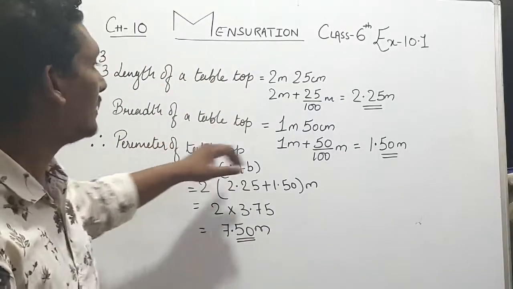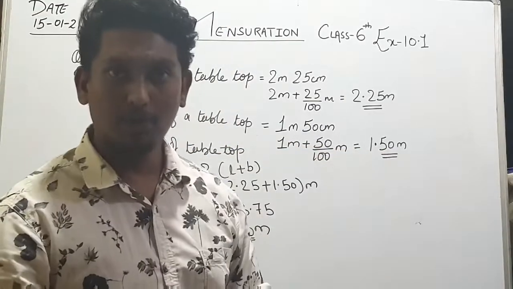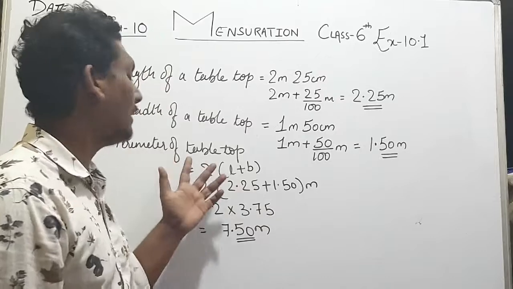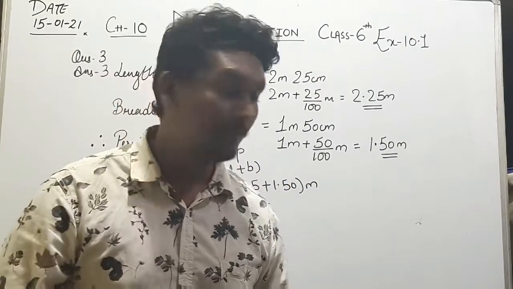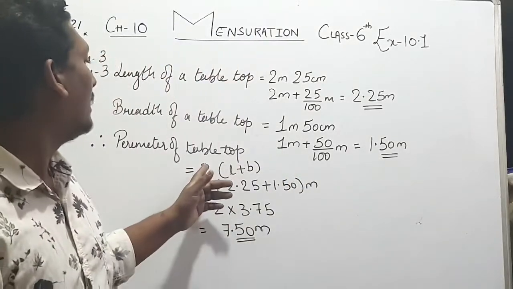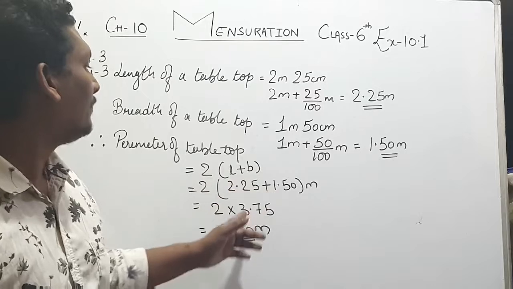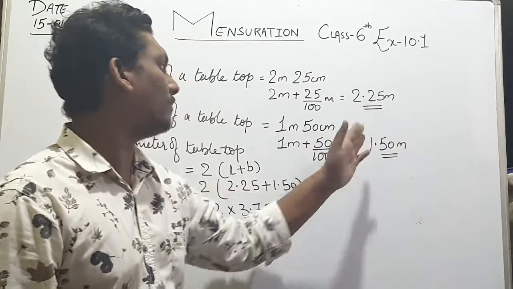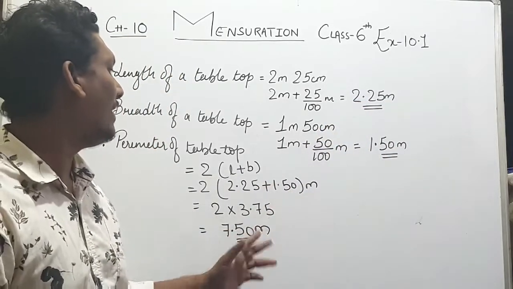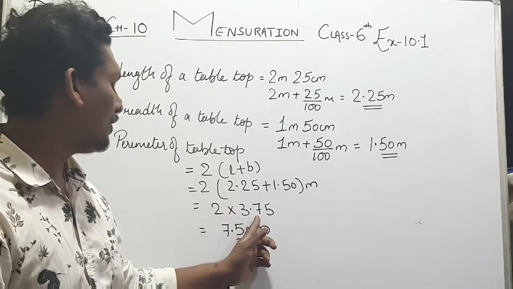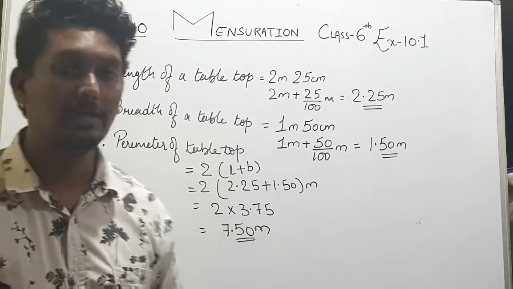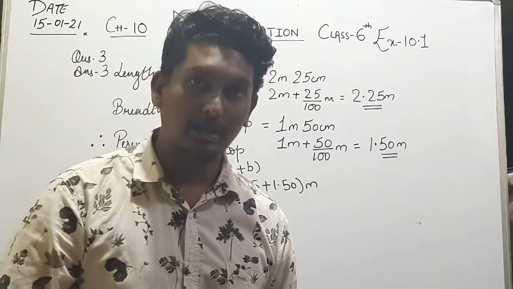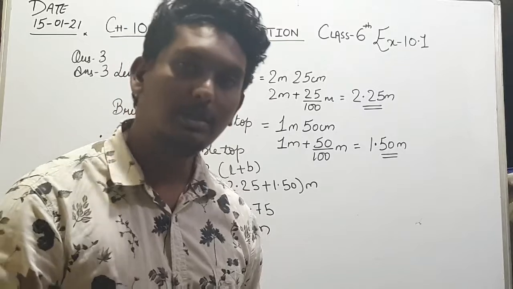So breadth is 1.50 meter. Now we have to find the perimeter of the tabletop. The formula is 2 into L plus B. So this 2.25 plus 1.50, you have to add it and multiply by 2. So you will get 7.50 meter. So hence the solution is complete. Just go through it.